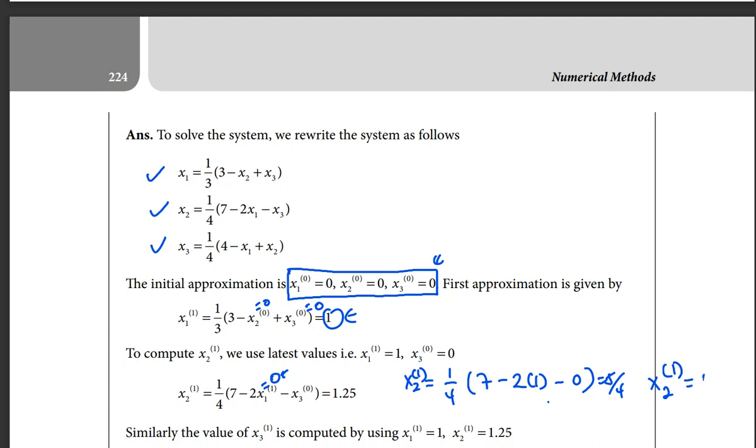That gives us the first approximation for x2 to be 1.25. So for the next variable that we are going to solve for, we are going to consider x2 to be 1.25 and x1 to be 1. We are not going to consider x1 and x2 to be 0. This is Gauss-Seidel, so that's how it is done. If it was Gauss-Jacobi, we would still use the zeros until we get completely new values for all the variables, and then we use them for the next approximation.